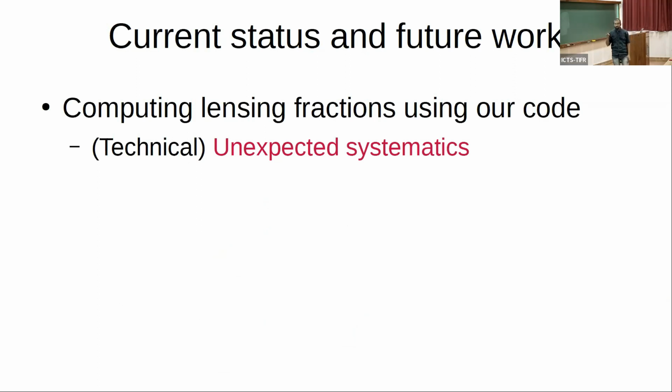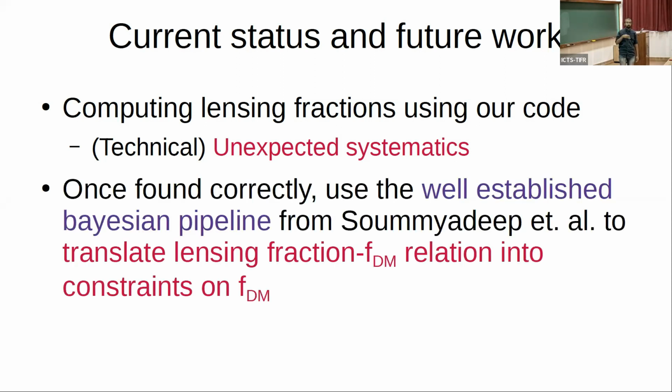Currently, we are stuck at computing the final lensing fractions, the expected lensing fractions, because we are getting some unexpected systematics. Technical, so I won't get into it. But once we get it, we just have to put it through Samadip's pipeline and get the final constraints on FDM. We are at the last step.